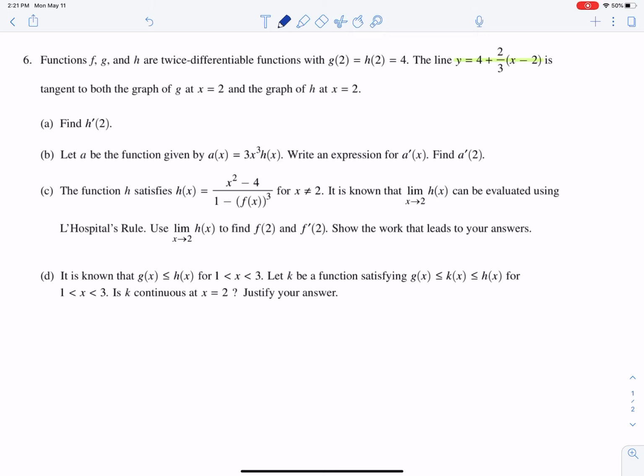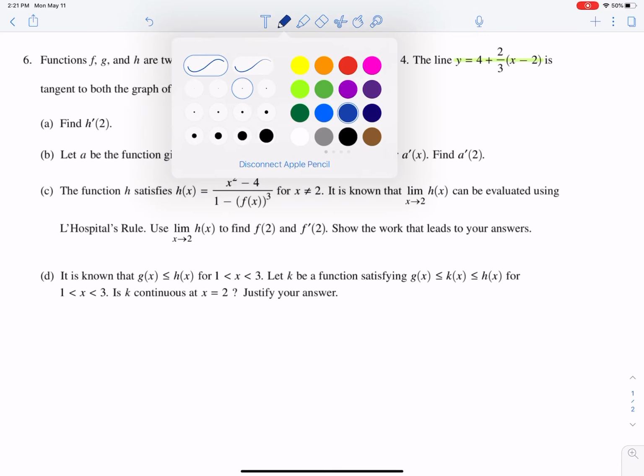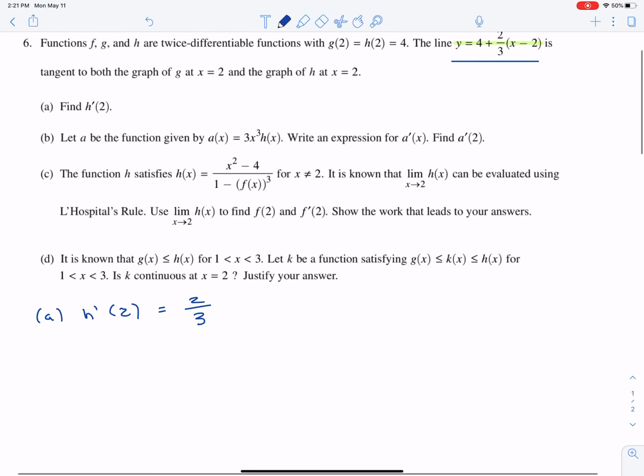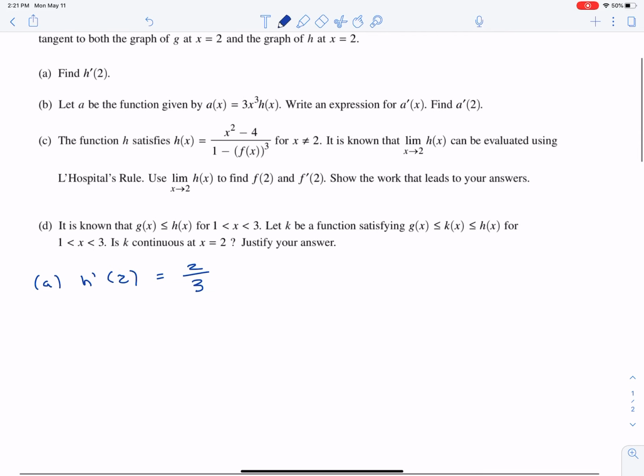let's make my pen a little smaller on this one. They ask us to find h prime of 2. And h prime of 2, that's actually very easy. The reason I say that is, if this line right here is tangent to the graph at x equals 2, then the slope of that line has to equal the slope of the tangent line. So in other words, 2/3. Easy peasy. And then the next one's very reasonable.